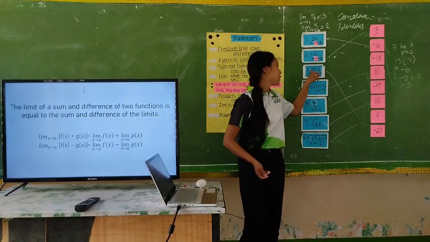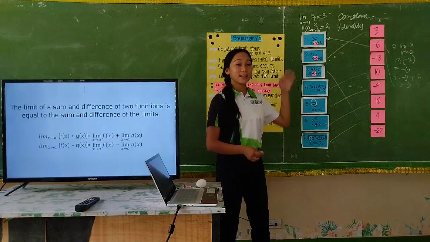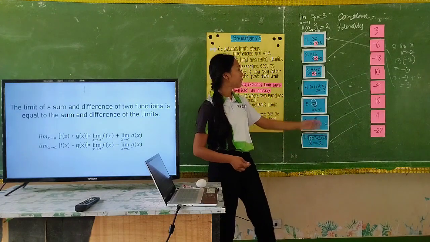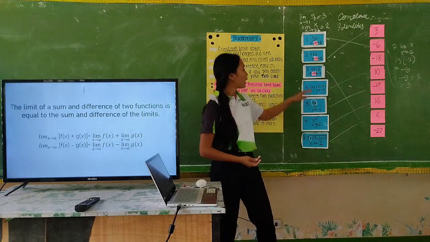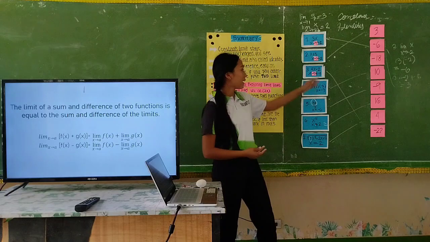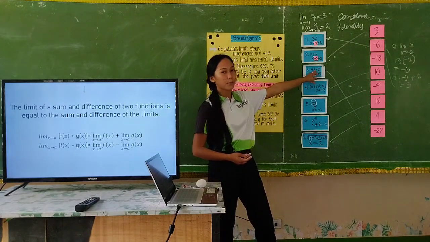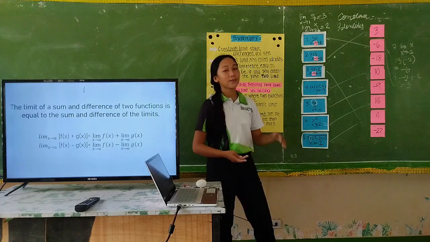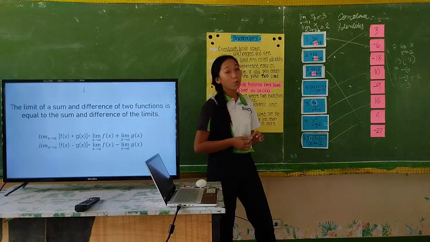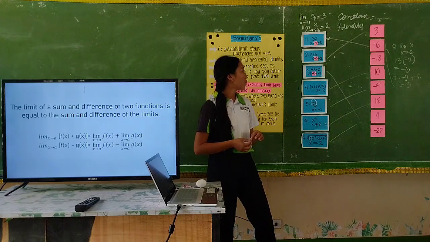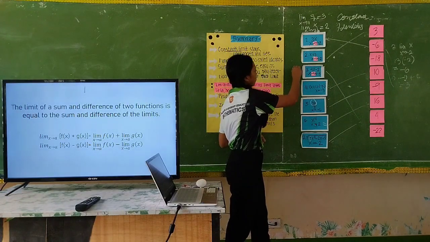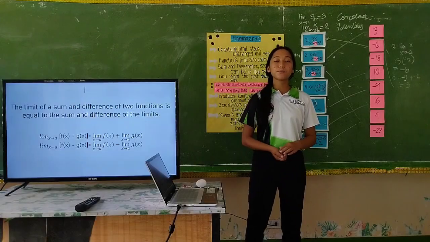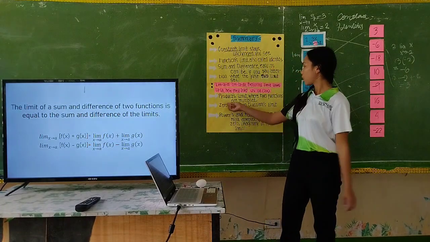So 4 times, I will plug in negative 5 for the variable x. So 4 times negative 5 is negative 20, minus 2, since the constant is still 2. So negative 20 minus 2 is negative 22. So check, that is the limit. Alright, now let us move forward.